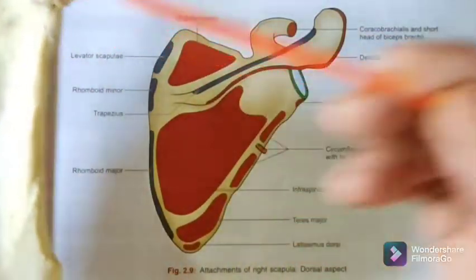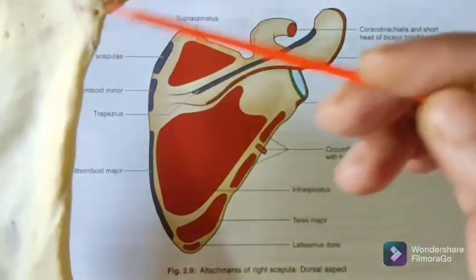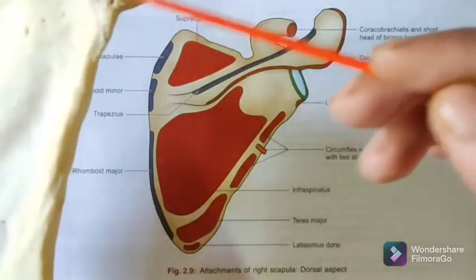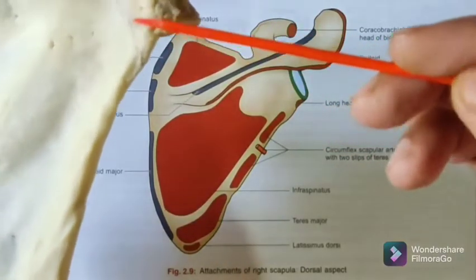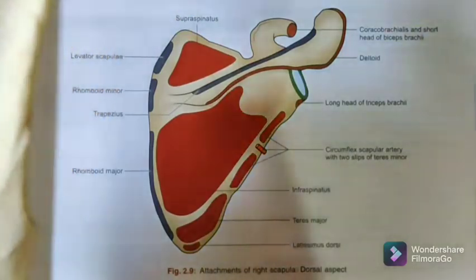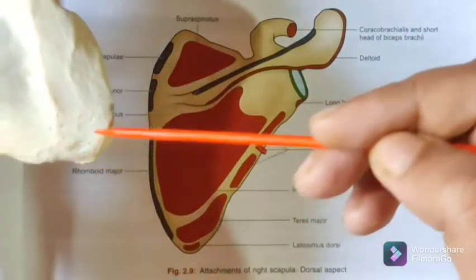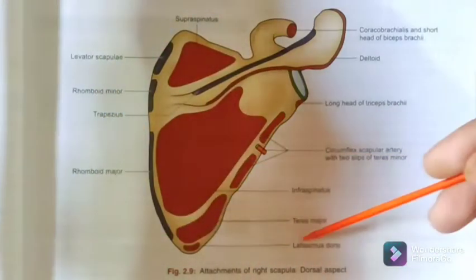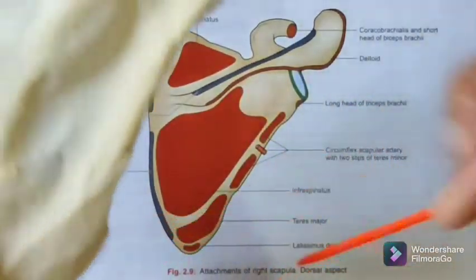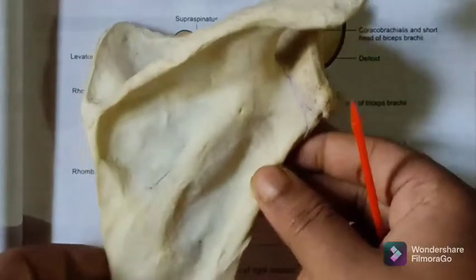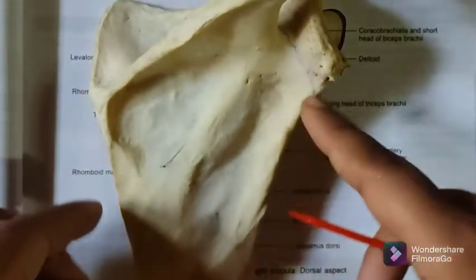Now coming to the long head of the triceps brachii, I told you that in the inferior glenoid tubercle there will be the attachment of the long head of the triceps brachii. And in the inferior angle we have the attachment of the latissimus dorsi muscle. Now let's come to the dorsal aspect, and look at the attachment of muscles in the respective borders, the lateral border and the medial border.